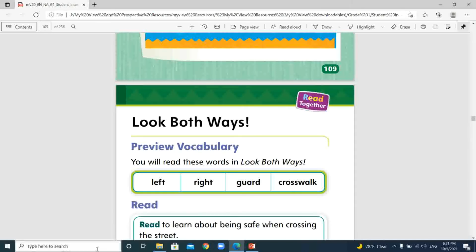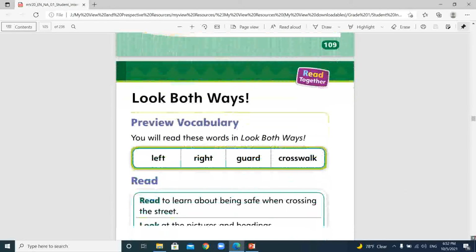Okay, here are 4 preview vocabulary words. We have the 2 directions, right and left. Okay, left and right. Guard is the person who watches and protects, and crosswalk is the street where people cross or go from one side to the other side of the street.